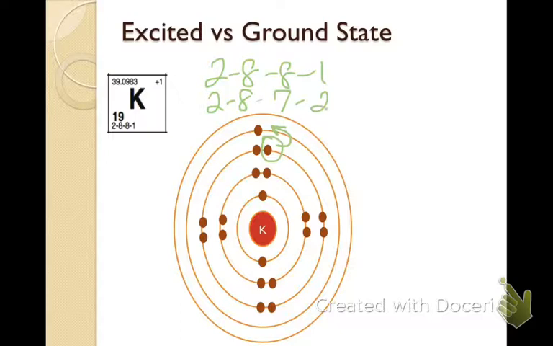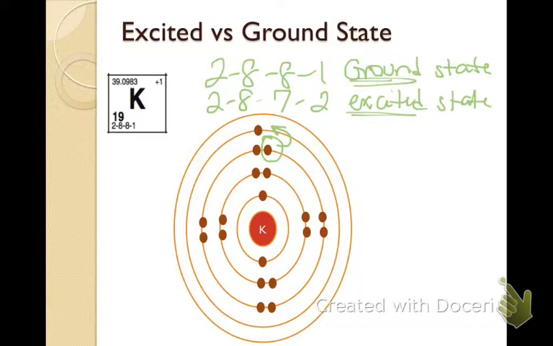2-8-7-2. It still has the same number of electrons as the regular ground state configuration of potassium, but the electrons are in a different sublevel or energy level. So this is the ground state, and this is the excited state. One thing you definitely want to make sure you remember is that the ground state and excited state will have the same number of electrons. Again, make sure you write this down so that you have it.